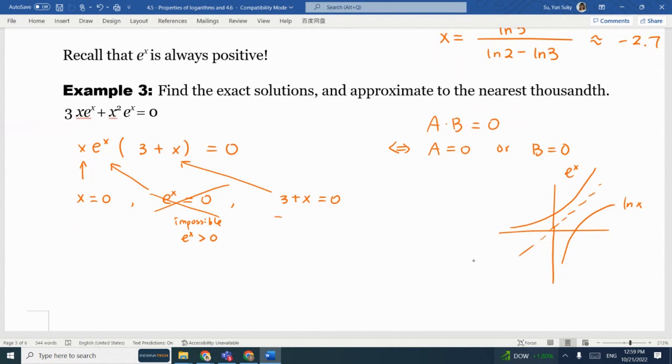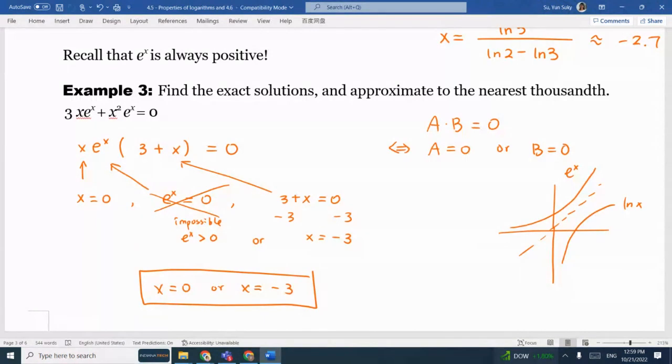We subtract 3 on both sides, and then we get x equals negative 3. And we put or, okay? So therefore, our answer: x is 0 or x equals negative 3. So this is the answer. So far, so good, everybody? So we move all the terms to the left hand side, and you see common factors.